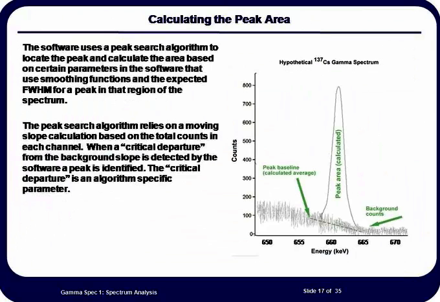Then, it takes the average of several channels above and below the peak that are in the background, multiplies the average by the number of channels in the peak, and subtracts the background from the total area. Notice in the diagram that the background is the average of the high and low energy side backgrounds drawn through the base of the peak.